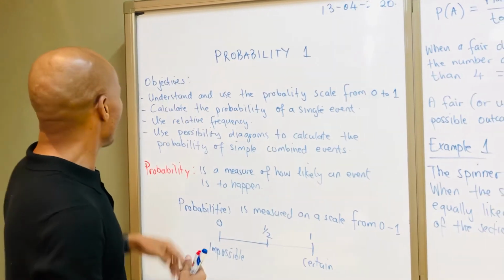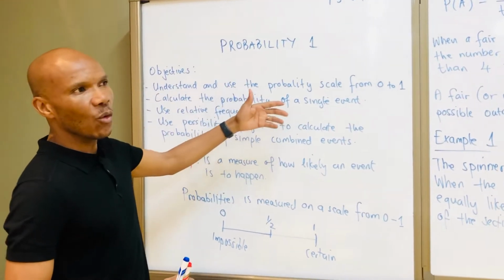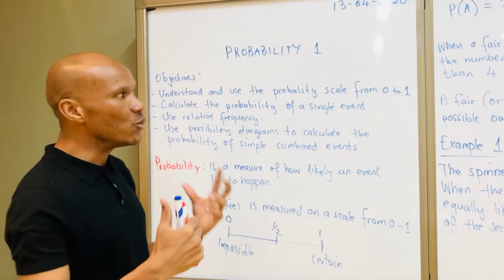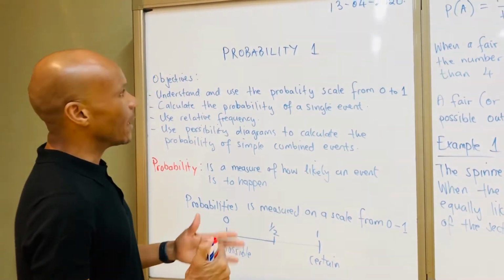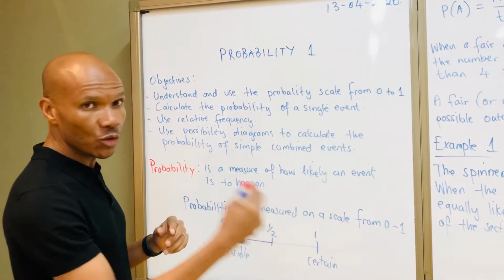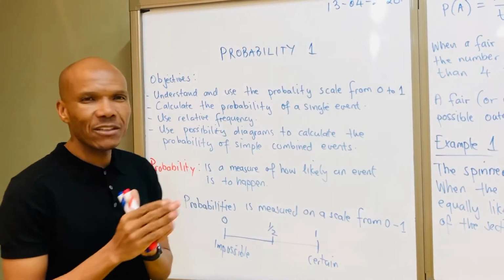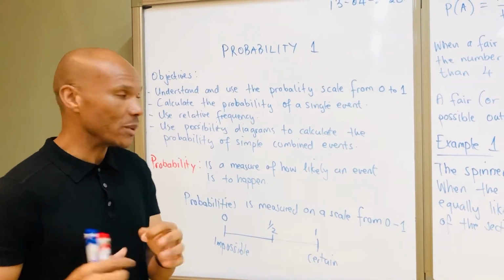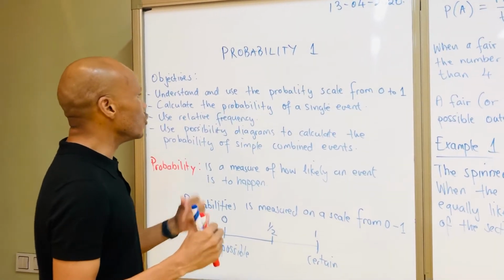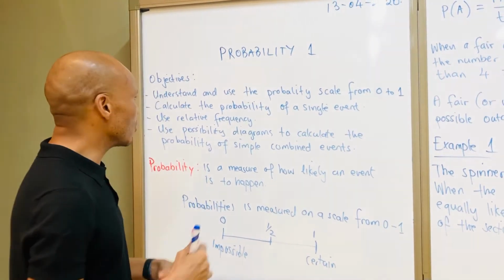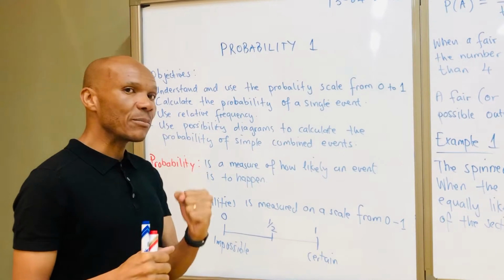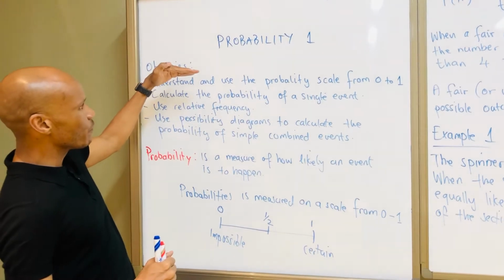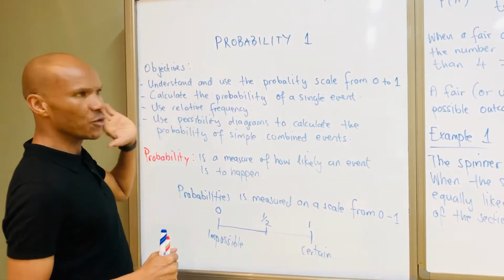What is probability, and what are we going to talk about as objectives in this lesson? Objectives that we want to reach by the end of this lesson: you should be able to use the probability scale from 0 to 1, and we are going to talk about that in a bit. You should be able to calculate a single event, use relative frequency, and use possibility diagrams to calculate the probability of simple combined events. So today maybe we're going to look at objective 1 and objective 2, right?